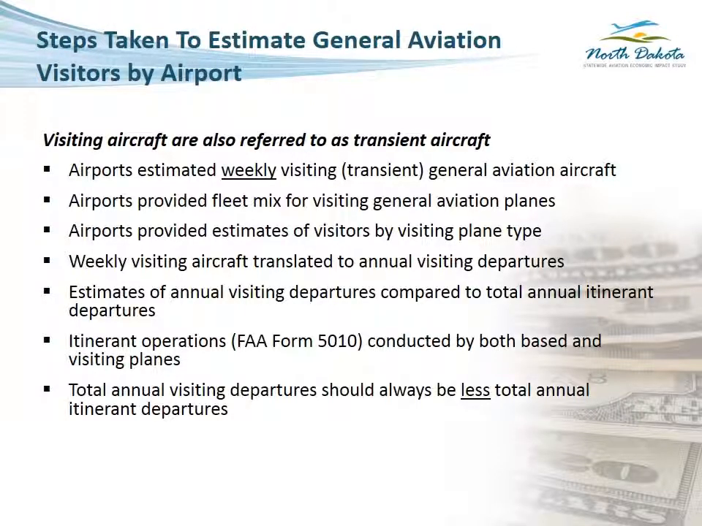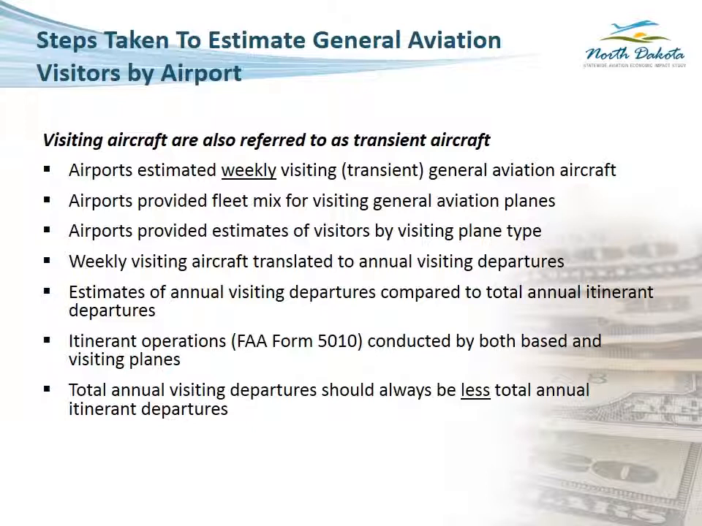We are now going to go over the steps that were taken for each airport to estimate the number of visitors arriving each year on general aviation planes. In this discussion, it is worth noting that visiting aircraft are also sometimes referred to as transient aircraft. The steps in this study to estimate general aviation visitors were as follows. Each airport estimated their number of weekly visiting general aviation aircraft. Then each airport estimated the mix of these weekly visiting aircraft, if they were single-engine, multi-engine, or jet. Next, each airport provided an estimate of the typical number of visitors arriving on each aircraft type.